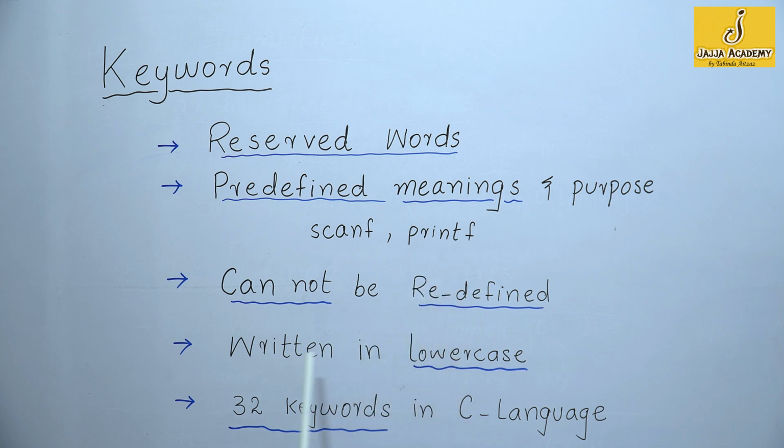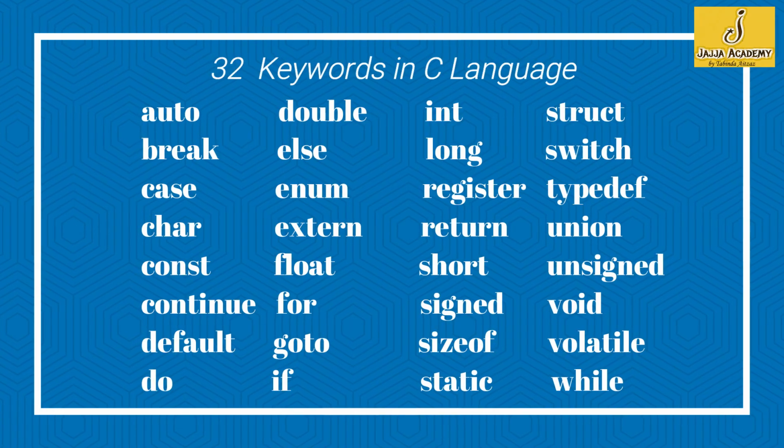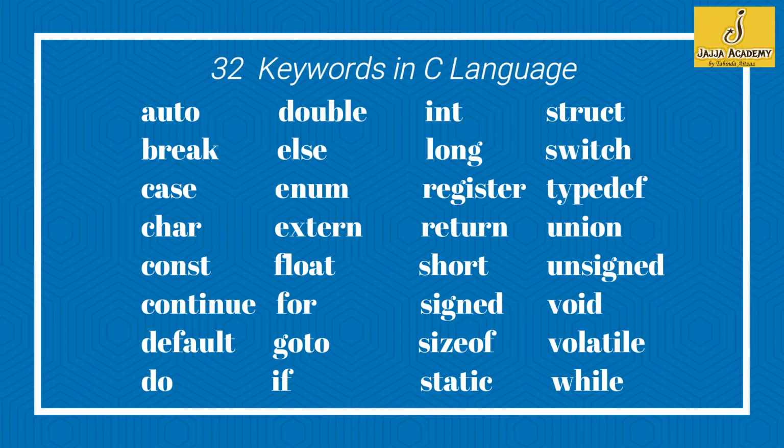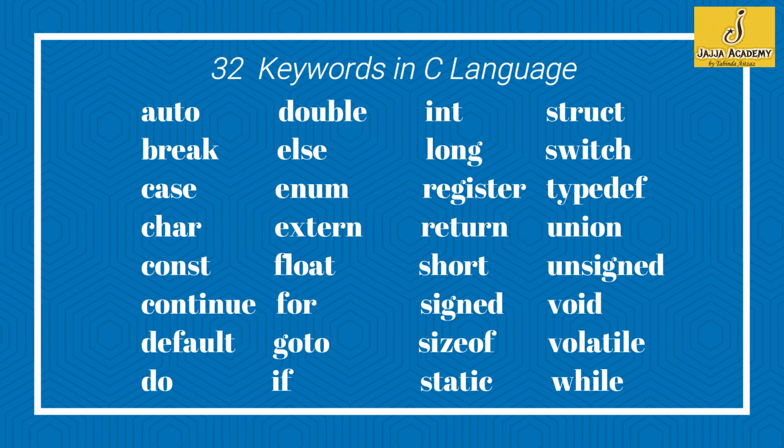All keywords are written in lowercase, that is in small abc, and there are a total of 32 keywords in the C language. Here you can see the list of 32 keywords that have predefined meanings and purpose in the C language.